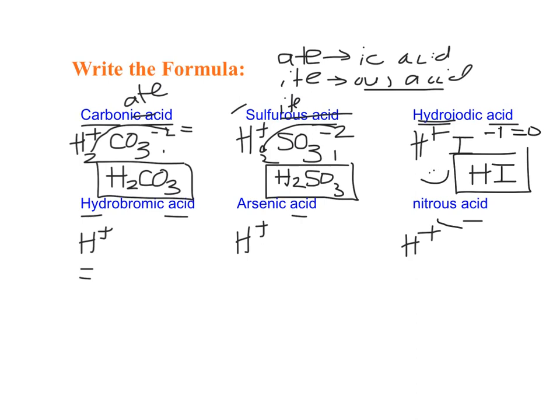Hydrobromic acid, so we see hydro again. So that means there's only going to be one other element besides hydrogen. So out of hydrobromic acid, I see the element bromine, also a halogen, -1. So that's HBr.